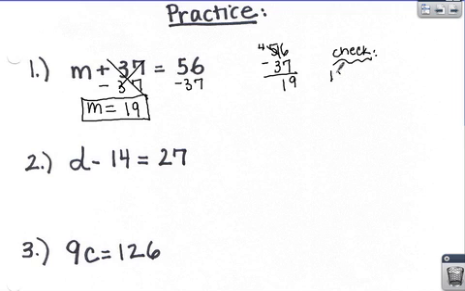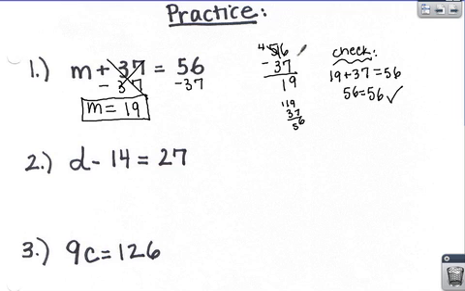So if we were to plug back in 19 for m, we get that 19 plus 37 equals 56. And when I do 19 plus 37, I do get 56. Since 56 equals 56, I know that m does equal 19.